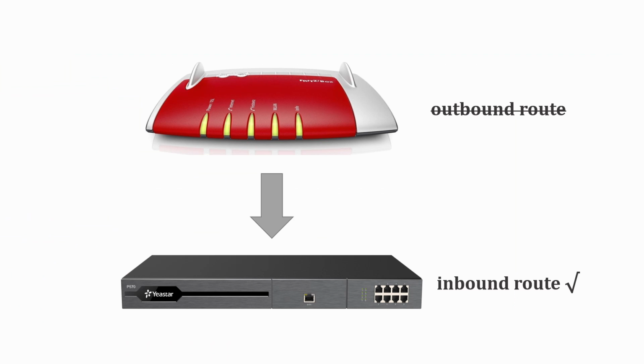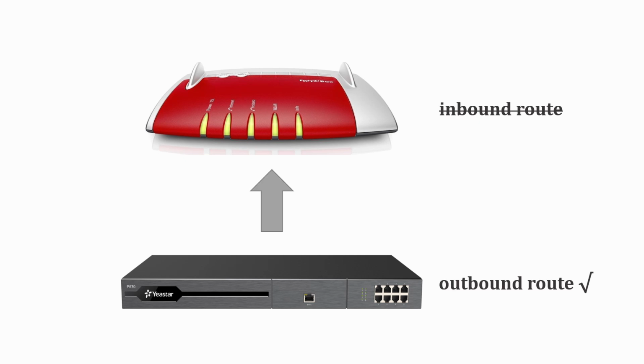At last, we can make a conclusion. If you want to make calls from Fritzbox, you can just directly dial out. You don't need to set up an outbound route on it, but for the PBX, you still need to set an inbound route for the Fritzbox. On the reverse, if you want to make a call from the PBX, you still need to set up an outbound route to the Fritzbox.